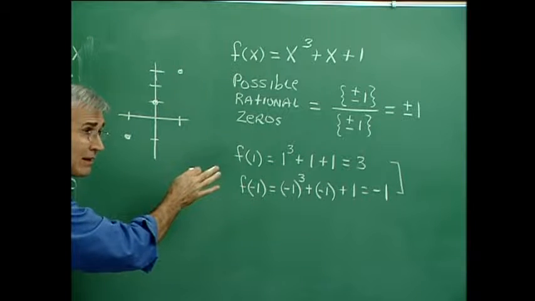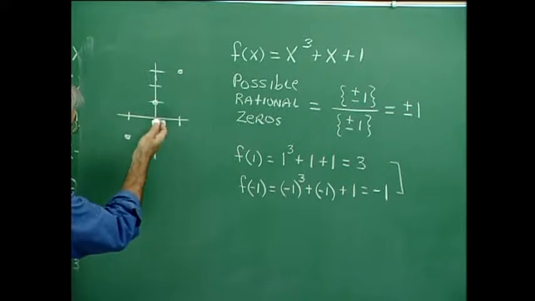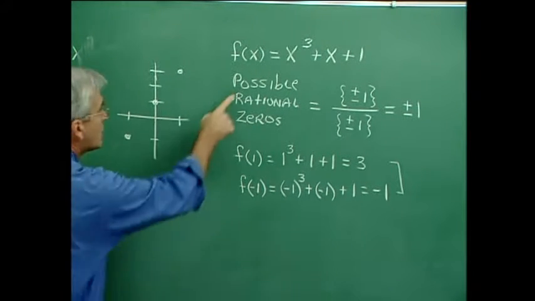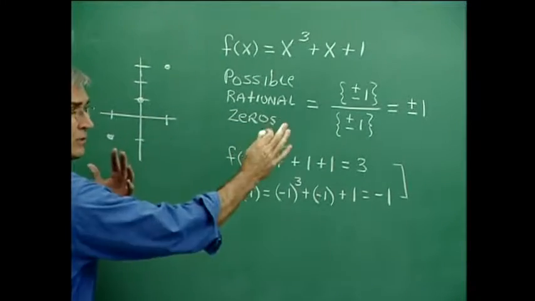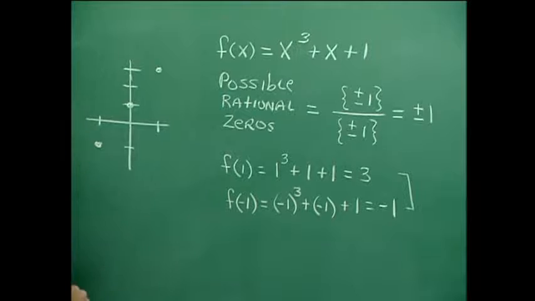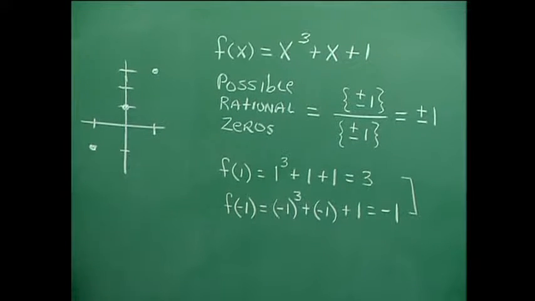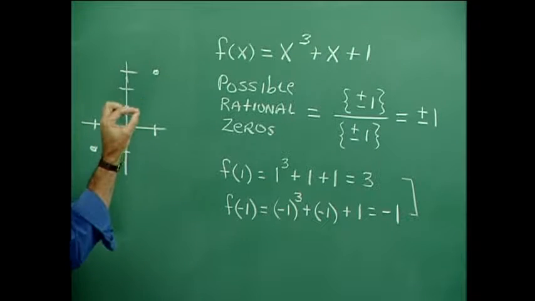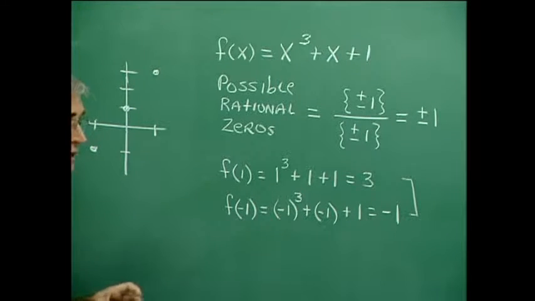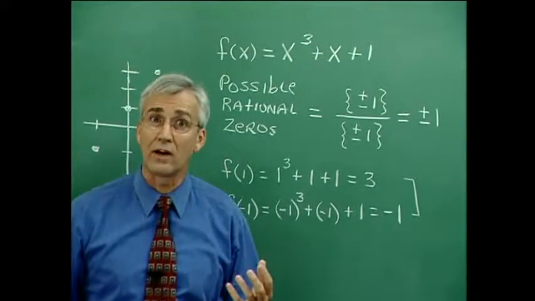Can it possibly be a rational zero that's in this interval? No, because we have tried our rational zero test here. We know that all the possible rational zeros are plus or minus 1, so we know that this zero is irrational. If we want to identify it, of course, we can use our calculator, put the graph onto the calculator and zoom in as many times as we'd like. But what we determined by using the possible rational zero test is that that zero is irrational.